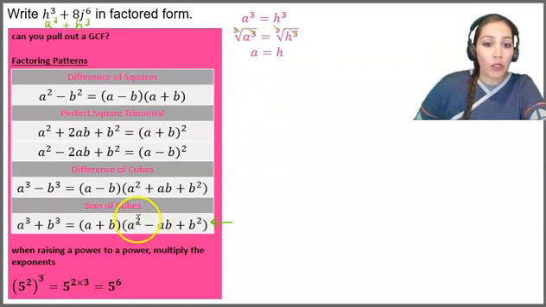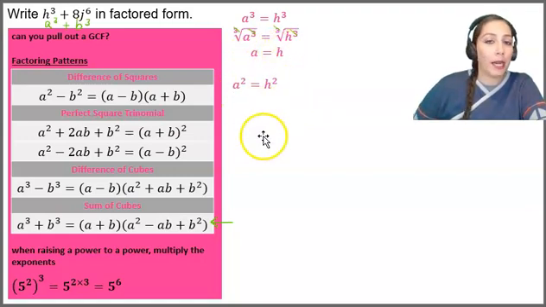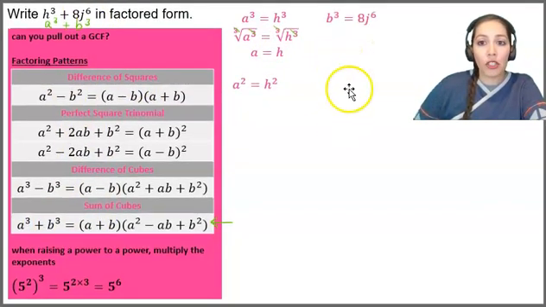Now, notice how I told you we do need an a squared. So I'm already going to go ahead and just square that. A squared will be equal to h squared. Now let's look at our b cubed. That's the second part. B cubed is equal to 8j to the 6th power.